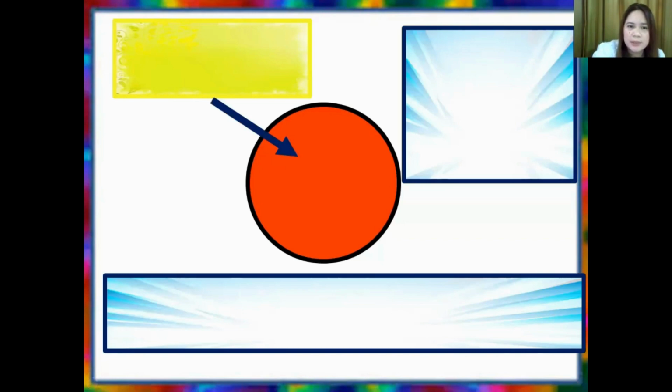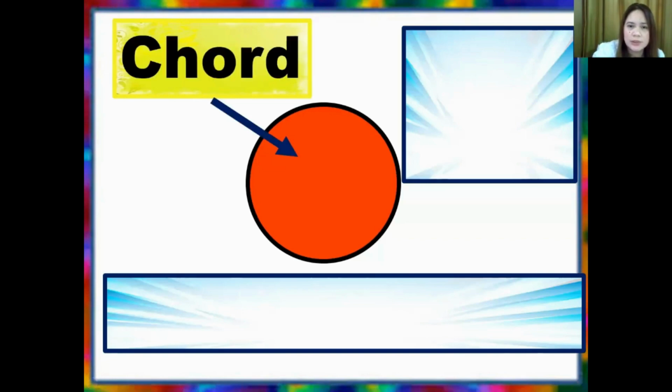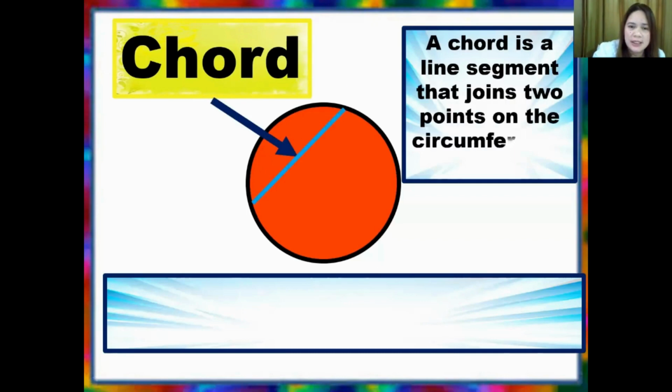So let's have another part of a circle, which is a chord. The line segment that you can see in blue here is considered a chord. What is a chord? A chord is a line segment that joins 2 points on the circumference of a circle. So if you get 2 points on the circumference of the circle and connect them, like for example I have 1 point here and 1 point here, connecting the 2 points, then we can form a chord.